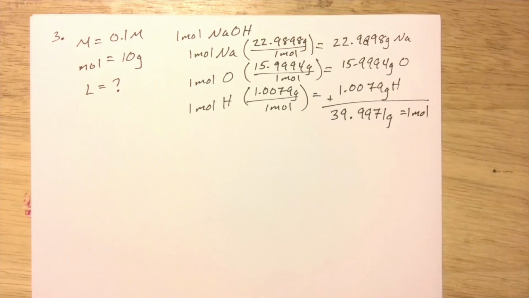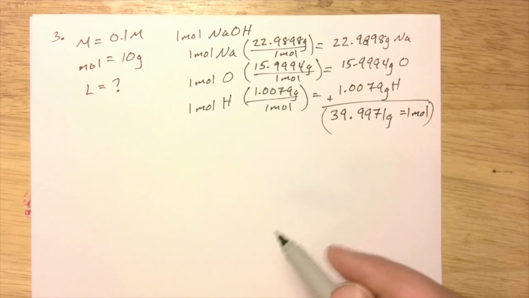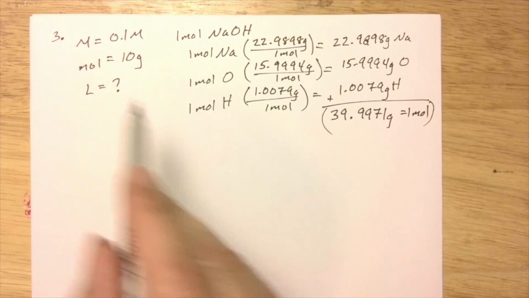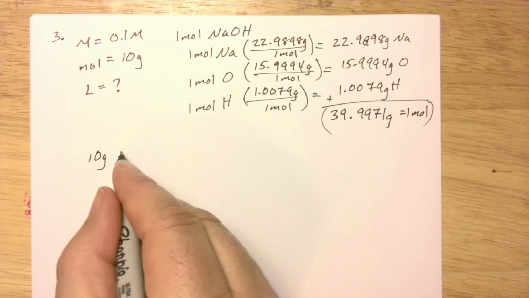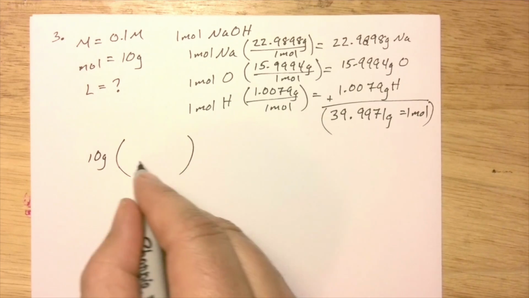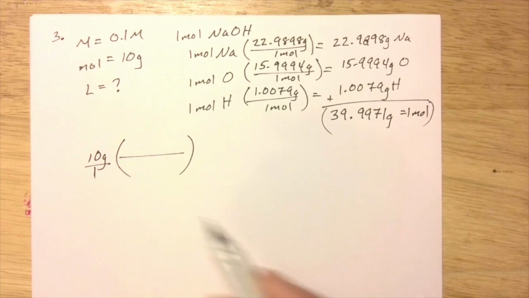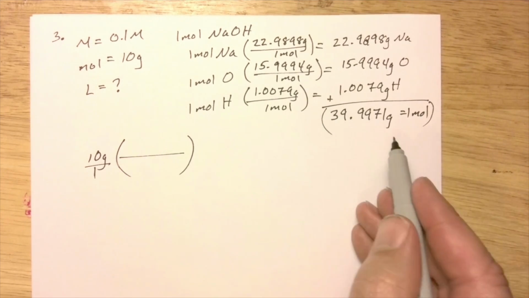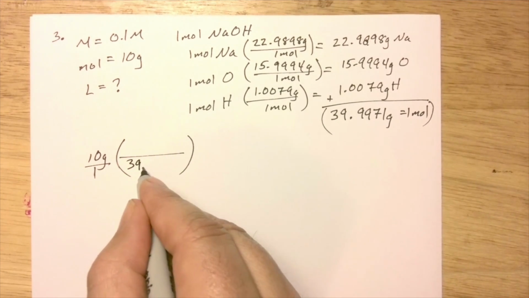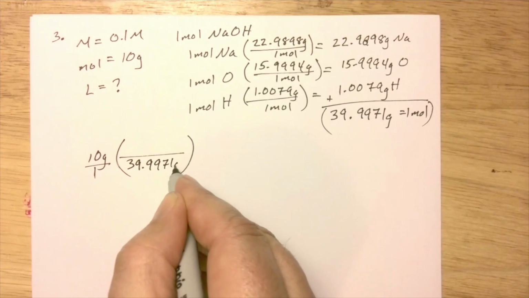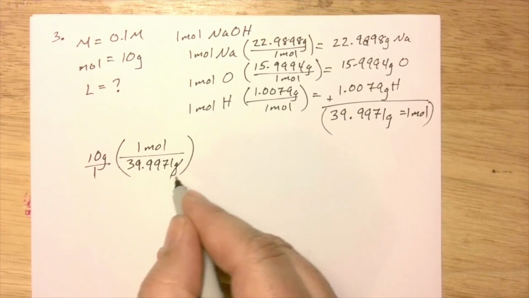So now, that is your conversion unit. This is what's going to be put inside the parentheses. So you have 10 grams. So now I'm going to take 10 grams sodium hydroxide and put this inside the parentheses. But this is all over 1. Grams is on top. To cancel it out, I need grams on the bottom. So I'm going to put 39.9971 grams on the bottom, and then 1 mole on top. This way grams will cancel.